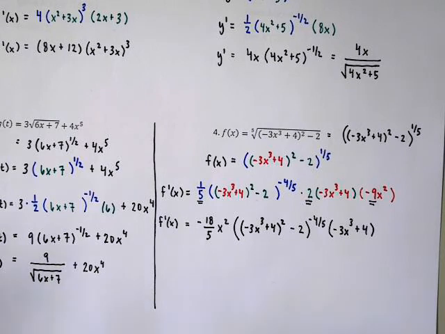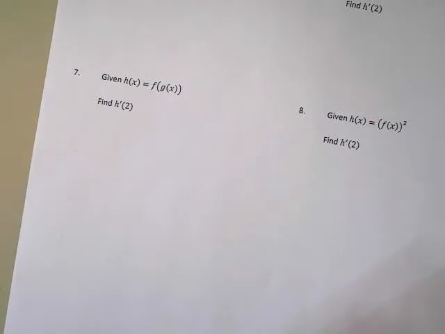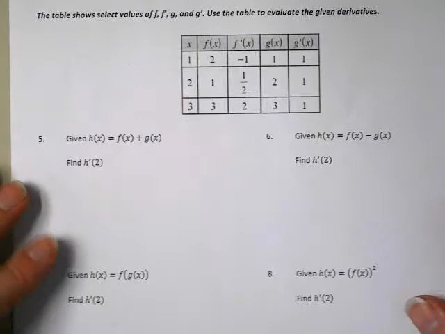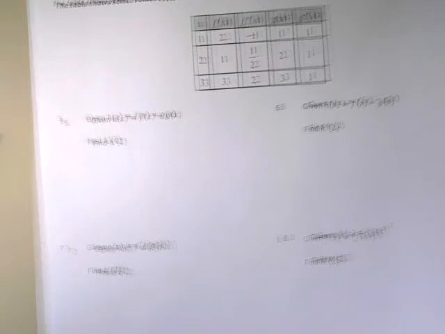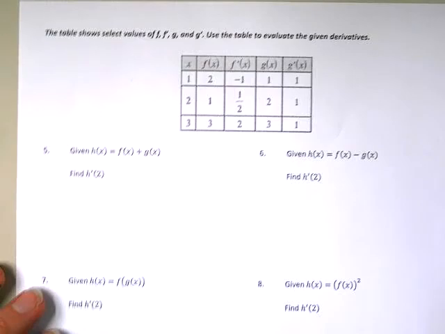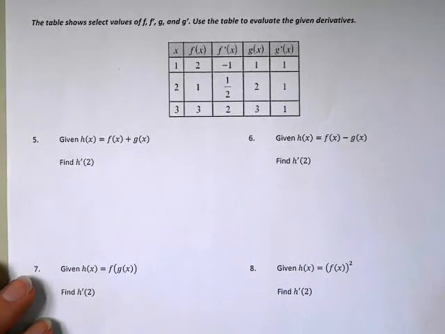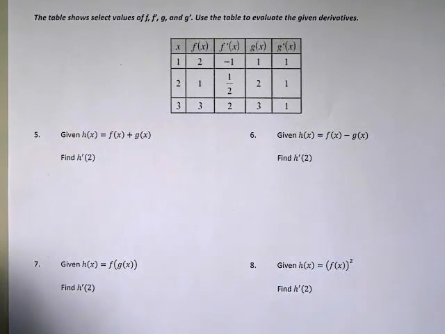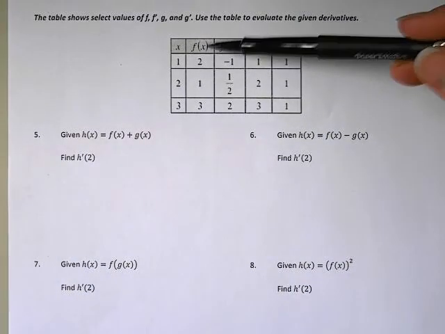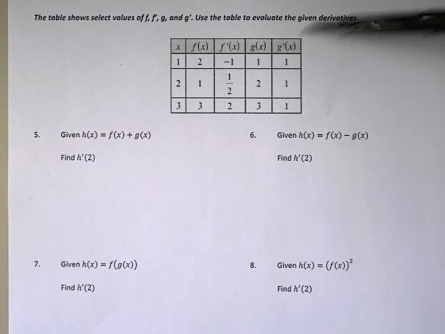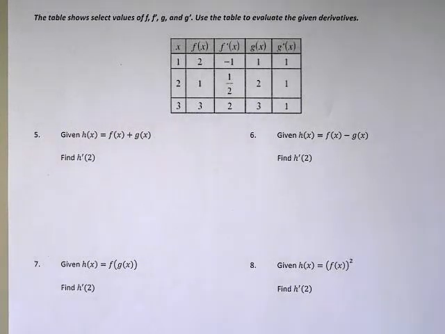All right. On the next page, we're just going to look at some example problems that use tables. Now, not all of these will be chain rule, but these are really common types of questions that you'll see on the AP exam, so we want to make sure we have some practice with these. So, in our table, we have values of f, f prime, g, and g prime, and we're going to use that table to evaluate these derivatives.